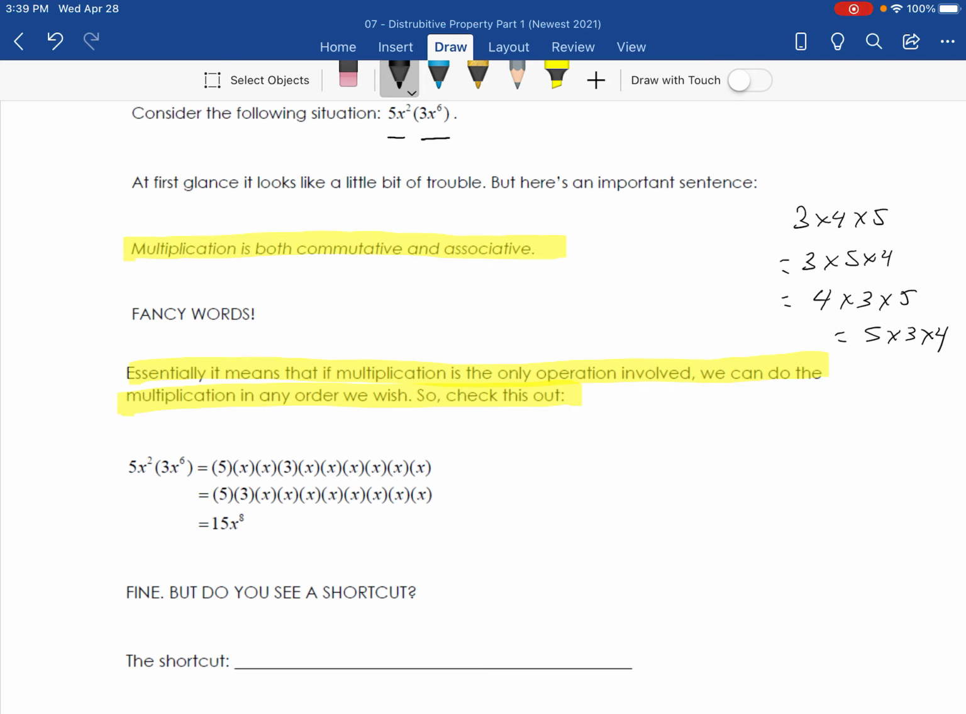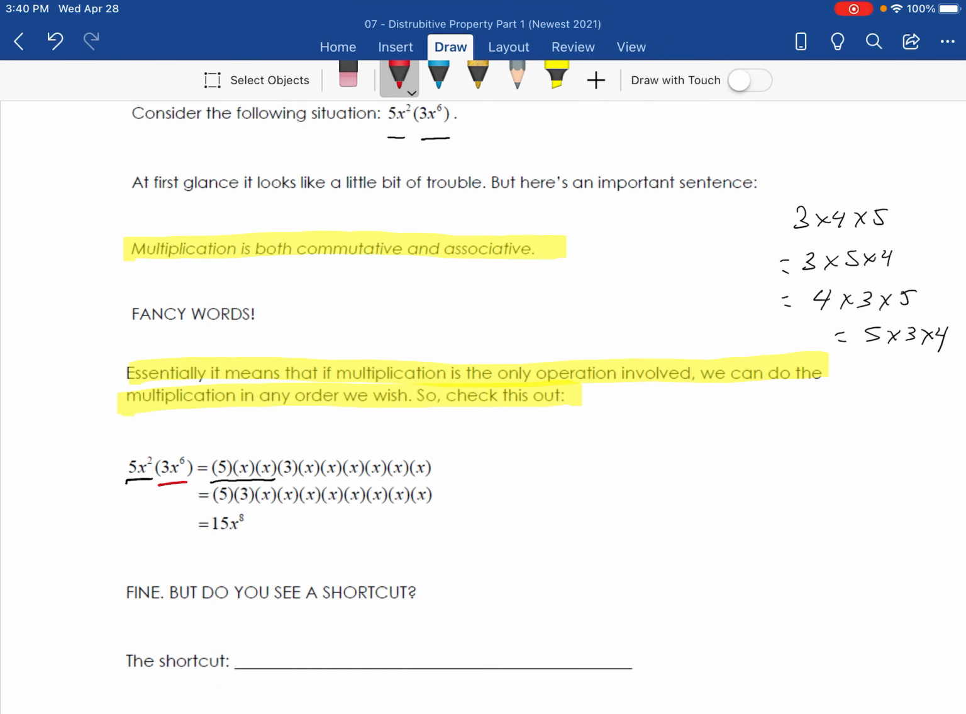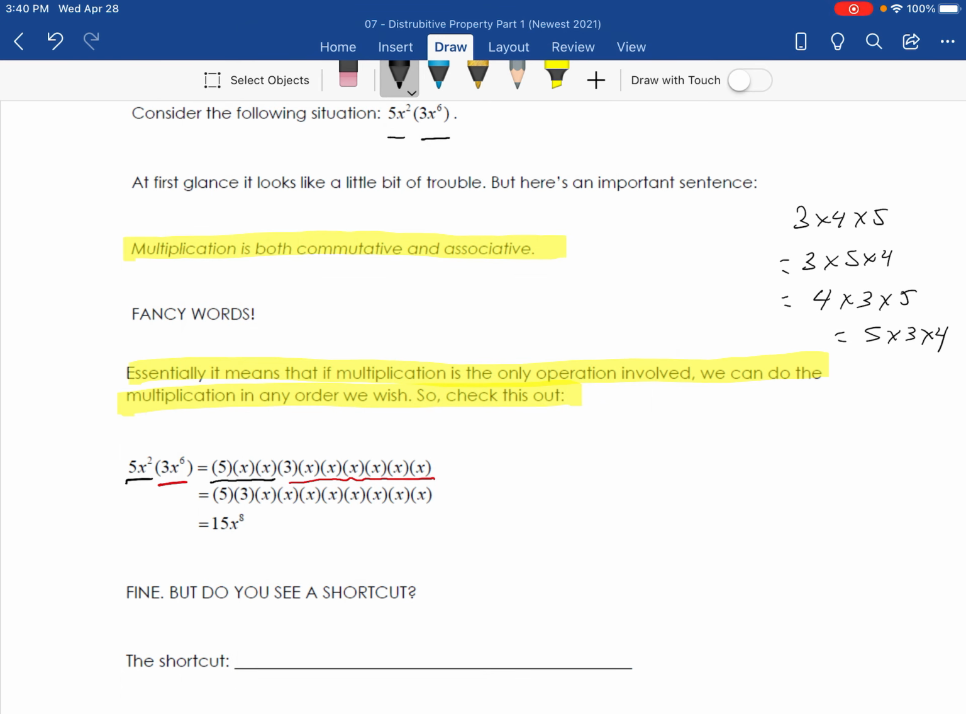And when we write it all out like this, usually we're looking for a shortcut. You know, we're going to write everything out and see if we can't find a shortcut to use from now on. So I wrote this out. 5x squared is 5 times x times x. And then 3x to the power of 6 is 3 times x, 6 different x's. And because multiplication is very friendly, it's fancy words, commutative and associative, I can do it in any order I want.